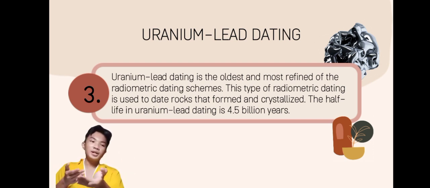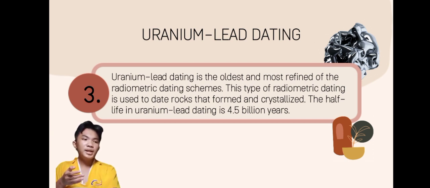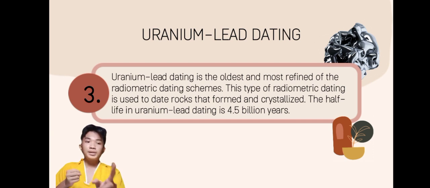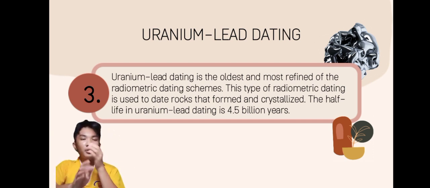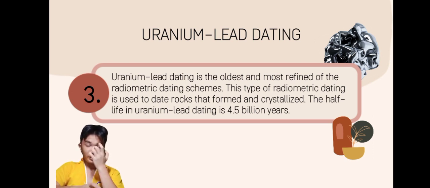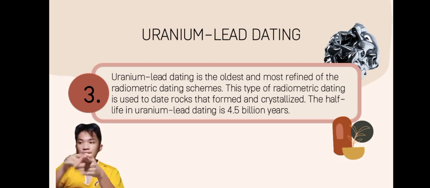So how they measure it is basically the same as potassium-argon dating, but instead it is the ratio of uranium to lead, since lead is the decay product of uranium.